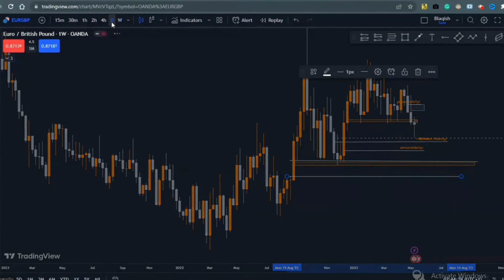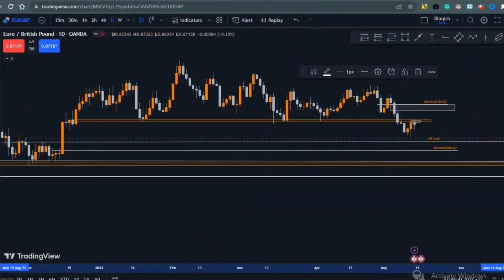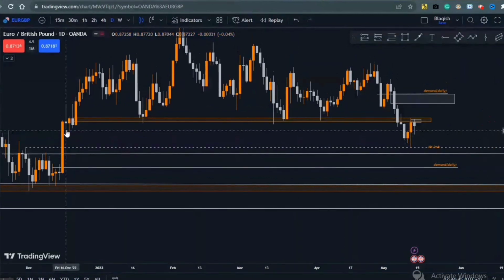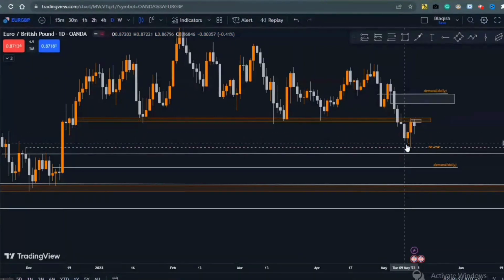Let's switch to a daily time frame. Now on a daily time frame, the market is more clear. We have already filled about 60% of this imbalance. Now the market came, the first time the market broke that area, and now the market is retesting that area.